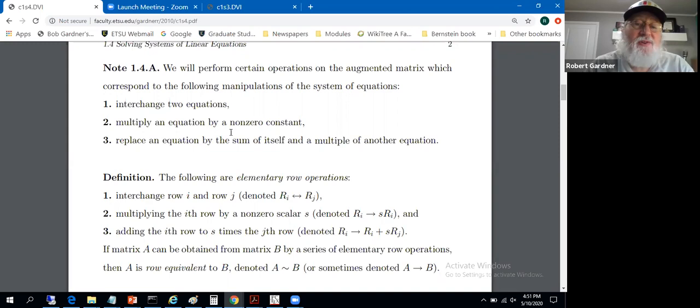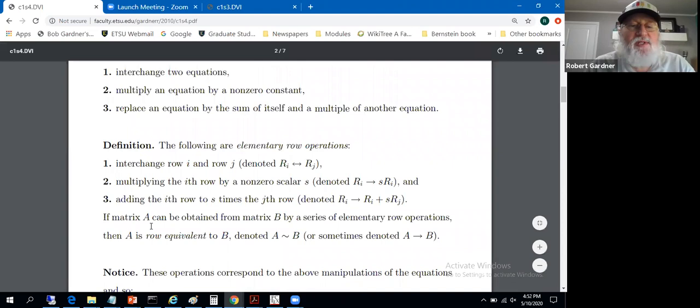For the same reason, these three manipulations with a system of equations don't modify the solution of the system of equations. We'll write this as a theorem here in a second. All right, so if you get matrix A obtained from matrix B by doing a sequence of these things, these elementary row operations, then it's said that A is row equivalent to B, denoted with a little tilde. Similar. Some people might use an arrow. I prefer not that. I got my reasons.